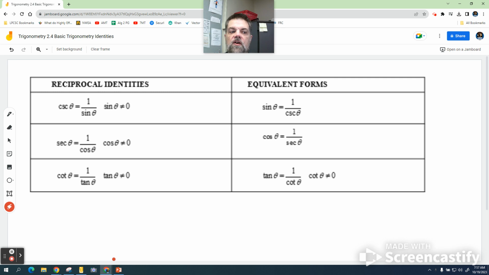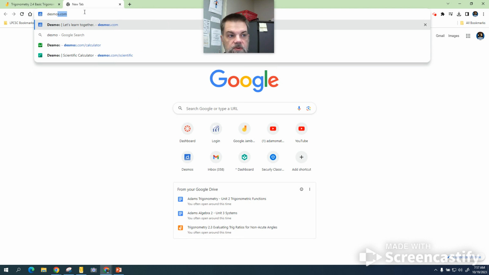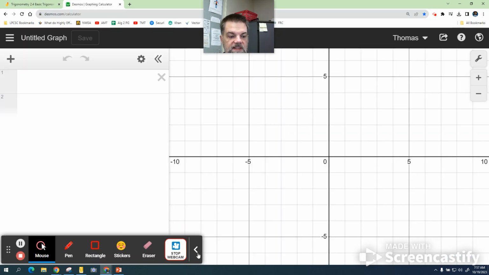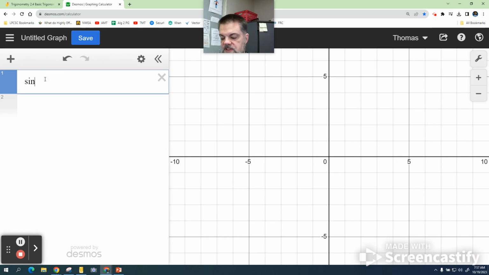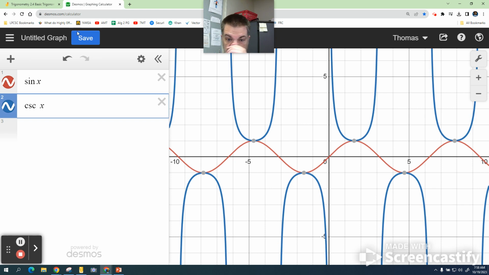And so we know that when we looked at the graph of cosecant, there were vertical asymptotes that occurred when sine equaled 0, right? I'm going to pull that up in Desmos real quick so we could see it, and I'll take a screenshot. So sine of x is this thing here, and when I say cosecant of x, I get this.